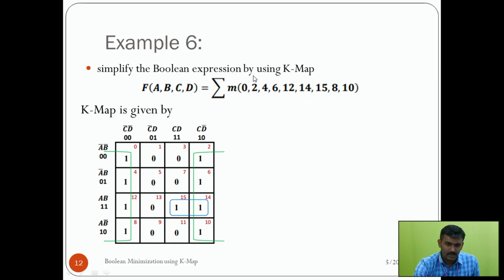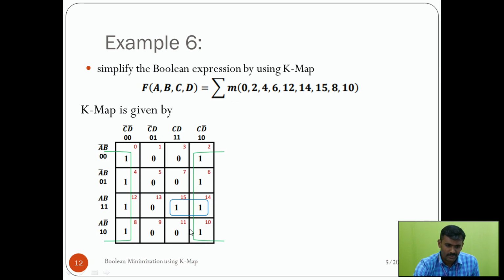Clear? Here, totally 3 plus 3 plus 3, so totally 9 minterms are present out of 16 minterms. Clear? So the corresponding minterms are marked as 1. Now, I informed you earlier, first column and last column are adjacent. Similarly, first row and last row are adjacent. So here, first column all are 1. Here, second column all are 1. Therefore, we are mapping like this.